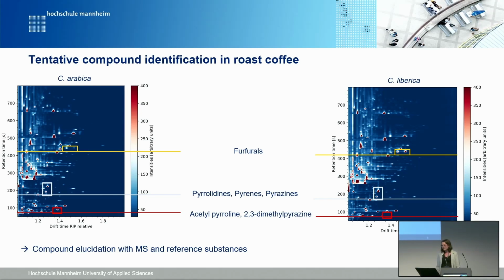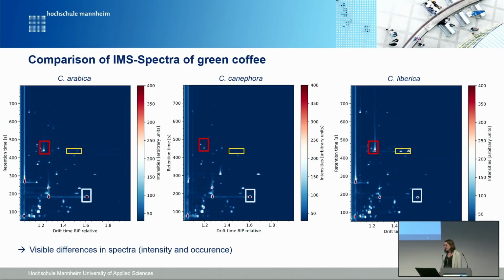And for the roasted coffee, the substances that differed the most were mostly products of the roasting, so pyrrolidines, pyrrenes, pyrazines, and furfurols. For a real identification, we have to do compound elucidation by mass spectrometry and with a reference substance. I did the same thing for the green coffee.